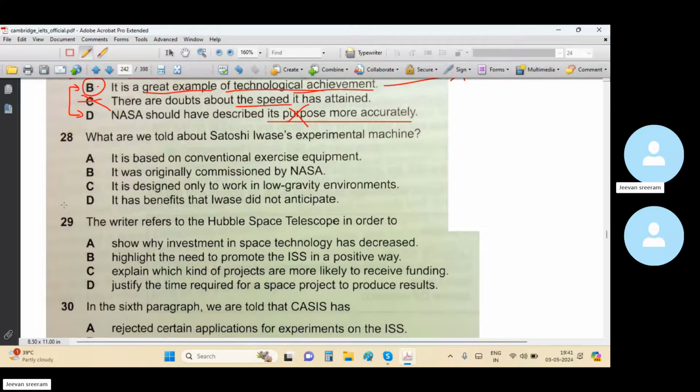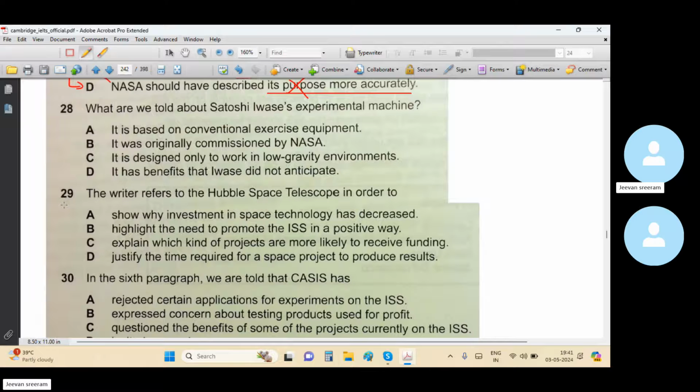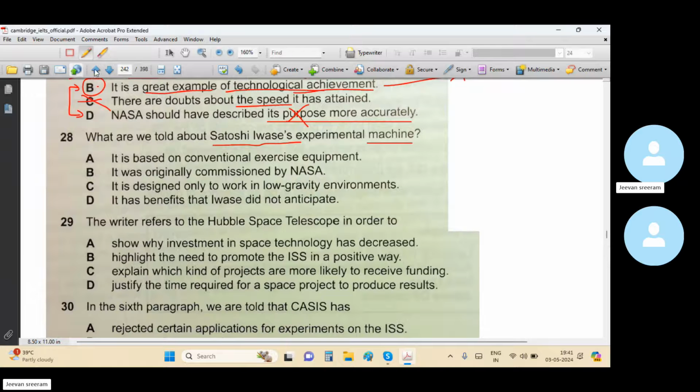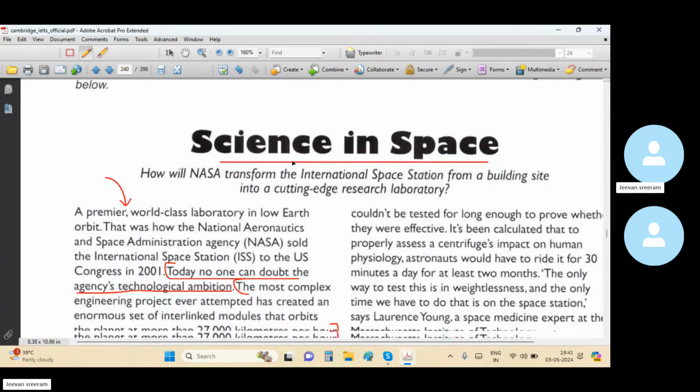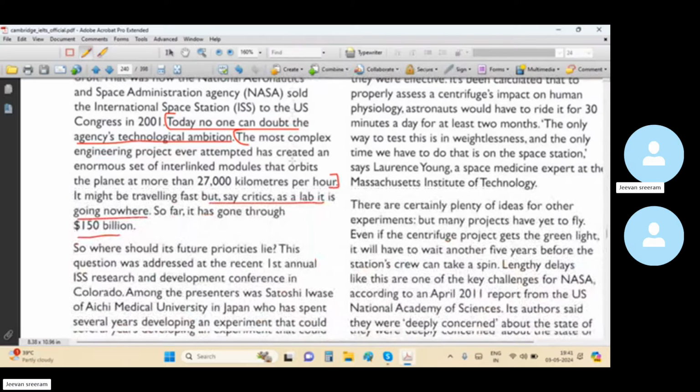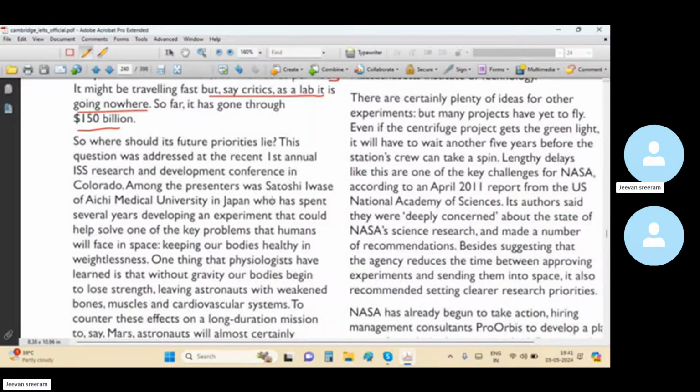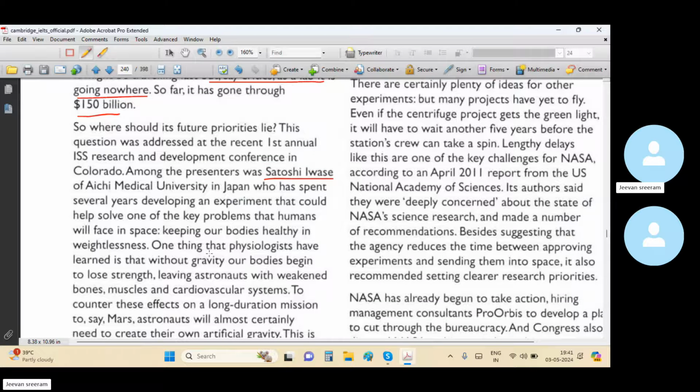Let's move on to the 28th question. What are we told about Satoshi Iwai's experimental mission? Let's go back to the relevant information in the passage. The lead word around which we can find relevant information is Satoshi Iwai's. He spent several years developing an experiment that could solve one thing.